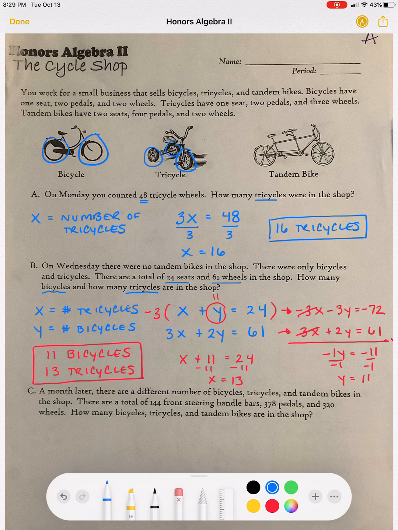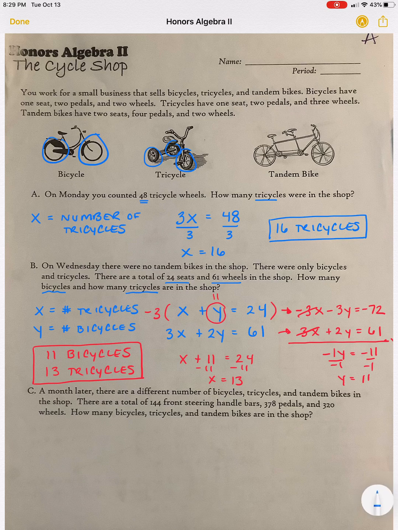Now, let's run through part C. So a month later, there are a different number of bicycles, tricycles, and tandem bikes in the shop. There's a total of 144 front steering handlebars, 378 pedals, and 320 wheels. All right, here comes the question word. How many bicycles, tricycles, and tandem bikes are in the shop?